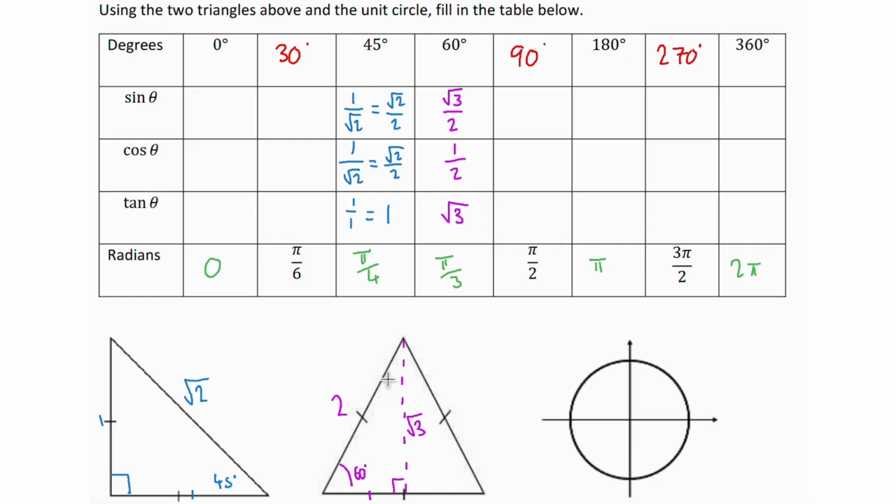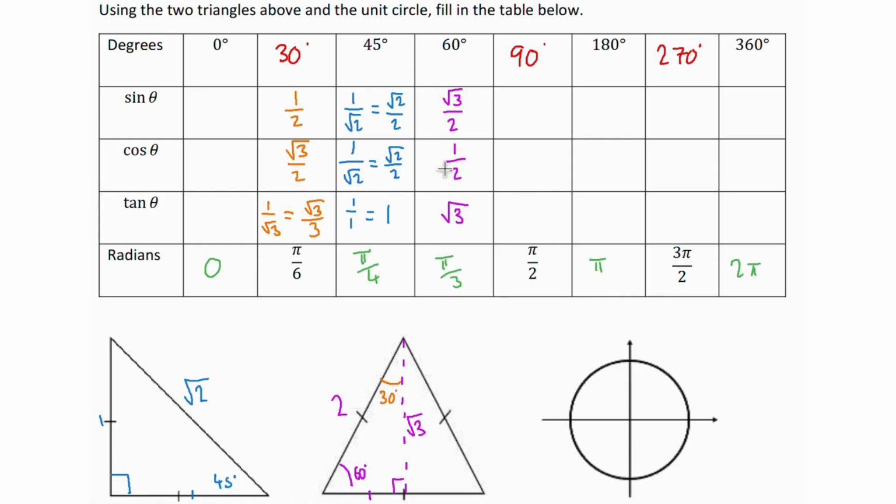I can also use this triangle to do the 30 degrees, because I have halved the 60 degrees here to get 30 degrees. Now I can fill in the column for 30 degrees. For sine, according to 30 degrees, it is the opposite over the hypotenuse, a half. For cos, root 3 over 2. And for tan, the opposite over the adjacent, which is 1 over root 3. And a lot of the time, we will rewrite that by rationalizing it to root 3 over 3.